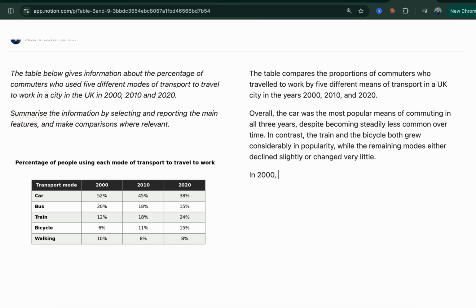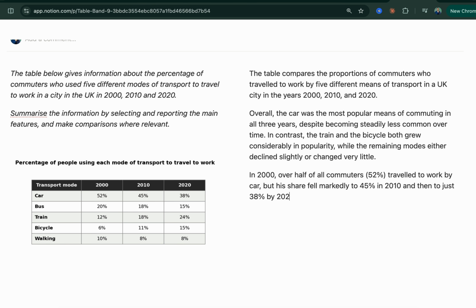In 2000, over half of all commuters, which is 52%, traveled to work by car, but this share fell markedly to 45% in 2010, and then to just 38%. No, not 28, 38% by 2020. So my first sentence is ready, and I mentioned numbers about the car.